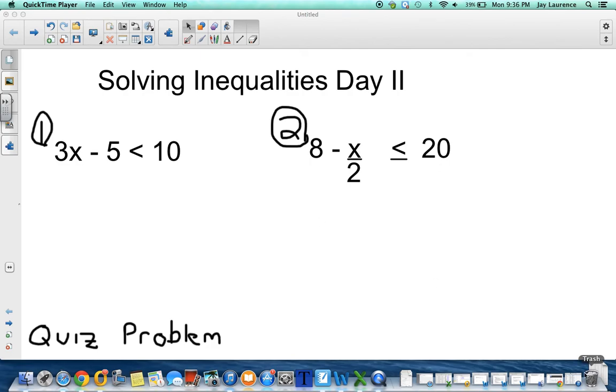We're going to review solving inequalities. That's why it's called Solving Inequalities Day 2. But we're going to have a little quiz at the end. There's going to be a quiz problem. You can see at the bottom of the screen it says quiz problem.